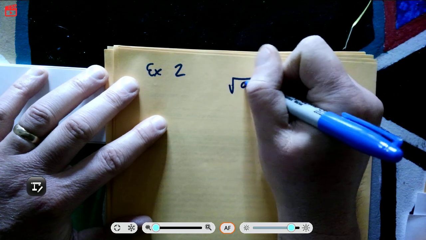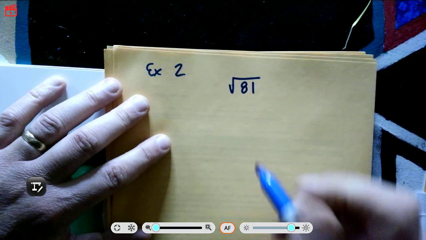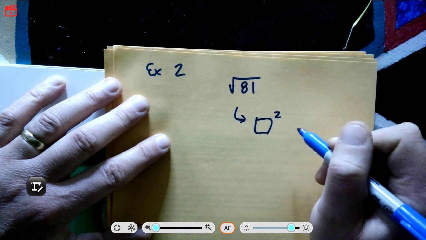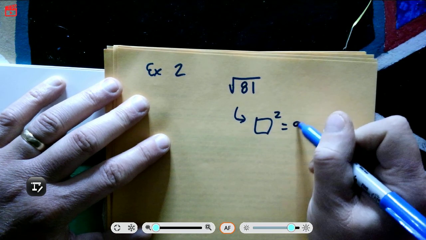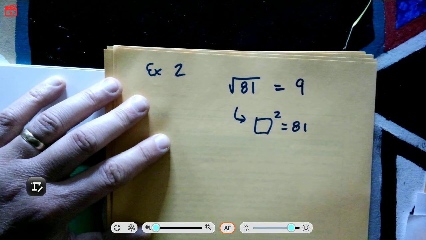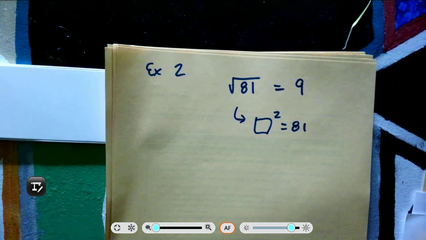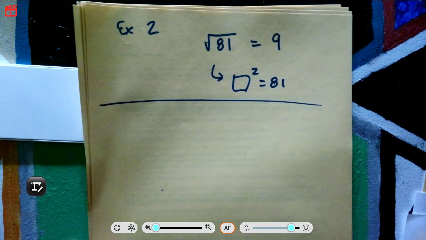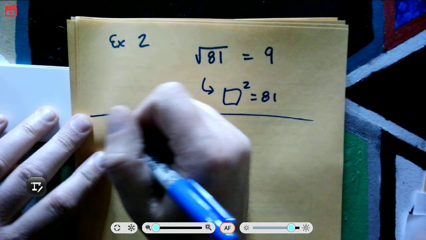Now this one, we're just going to have square root of 81. And once again, what that really means is some number squared will be 81. So what is that number? Comes out to be 9. And we're done. These are pretty basic ones.